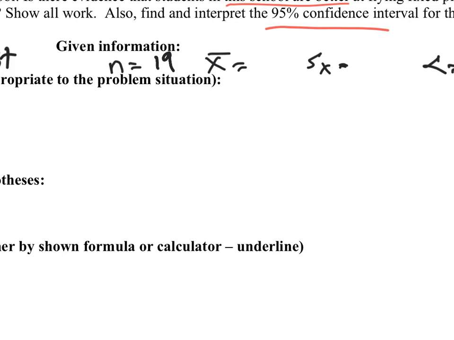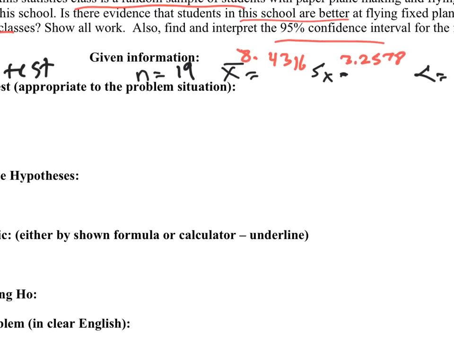What is my x bar? 8.4316. You are the fastest person on that. I got the other one, Paloma? Yes. 3.2578. Okay, that is it. I remember it. Nice.